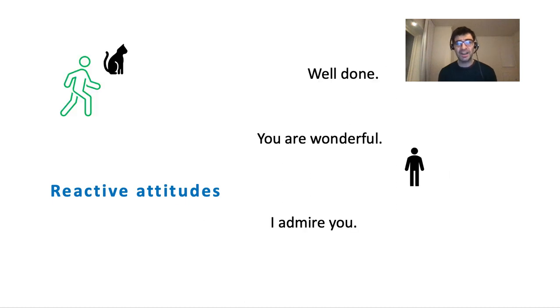And of course, the same can happen when someone does something good, such as taking great risks to save a cat. Then we also react with distinctive judgments and emotions. They're just different judgments and emotions, which express praise rather than blame.